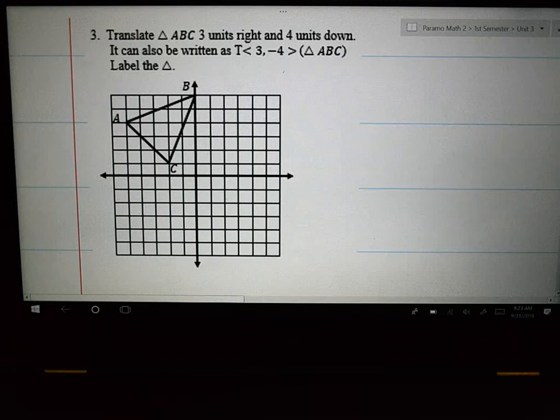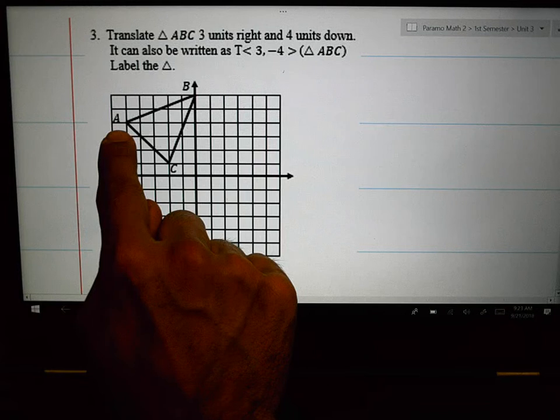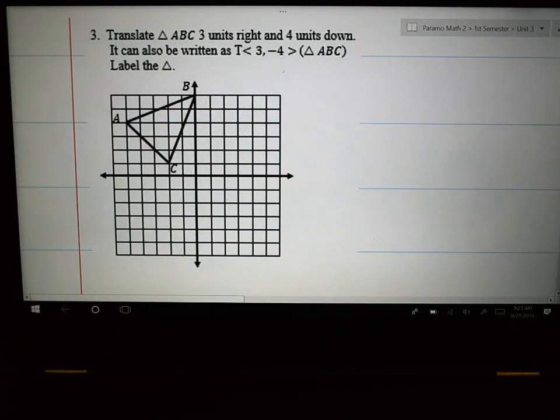Number 3. You may not see these letters, so you probably should copy them down. A is the top left. B is the top right. C is the bottom letter. A, B, C.